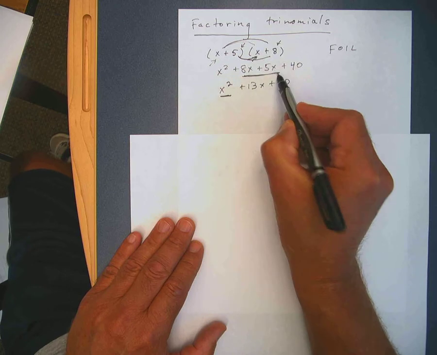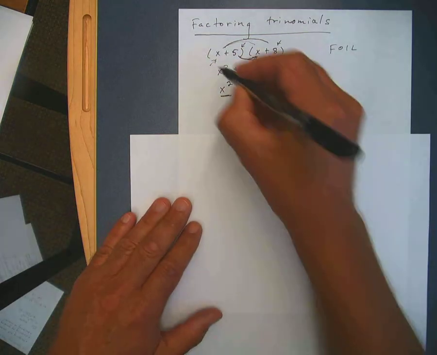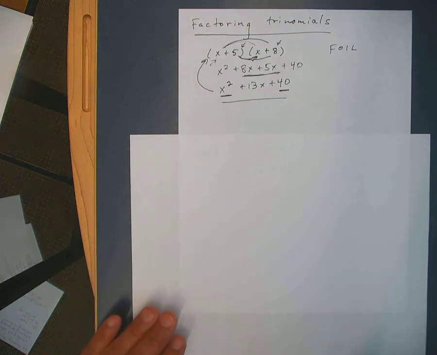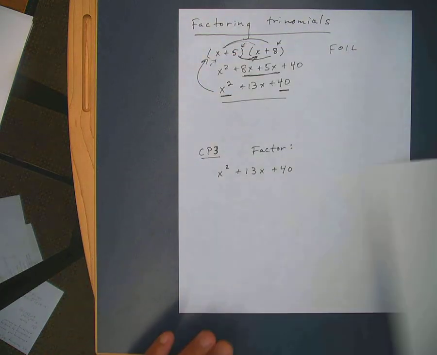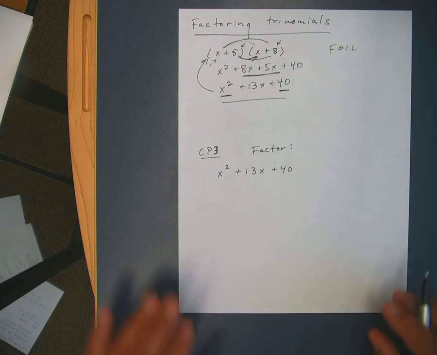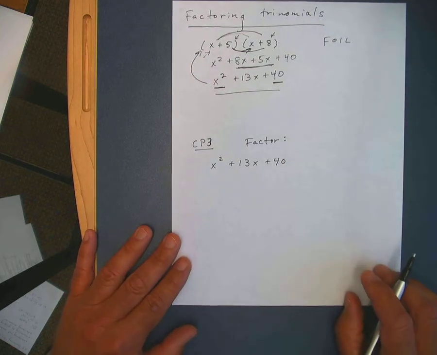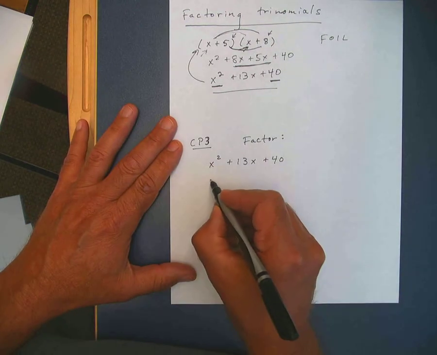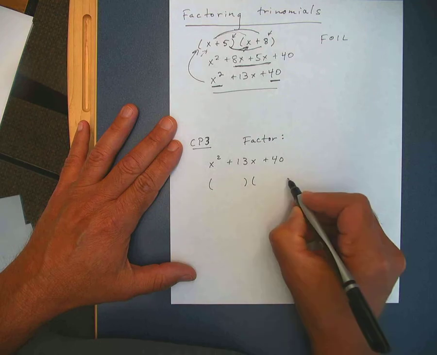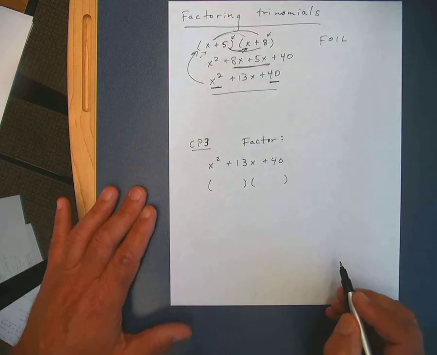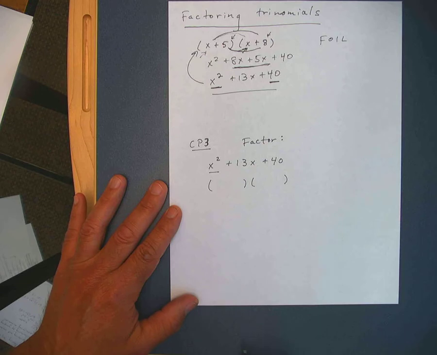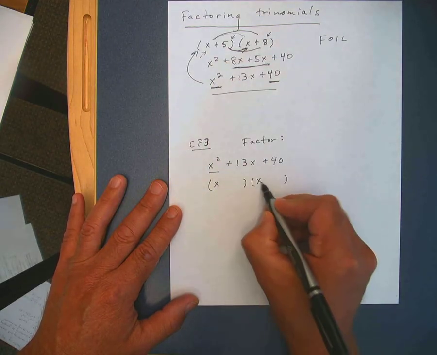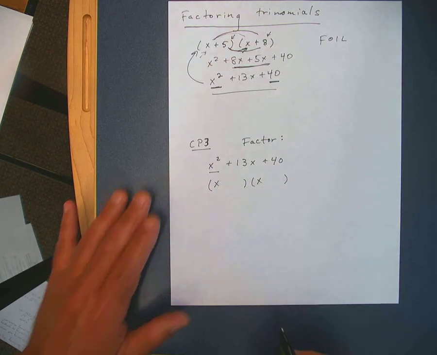That's going to be an important consideration when we want to go the other way and take this trinomial and factor it. So let's go ahead and work checkpoint 3, which just happens to be this very example, and I'll show you how to start. We have a trinomial. We want to try to factor it as two binomials. So I would start by writing in the parentheses right away. We know the x squared is going to have to come from, as it did up here, multiplying x by x, multiplying the first terms together.